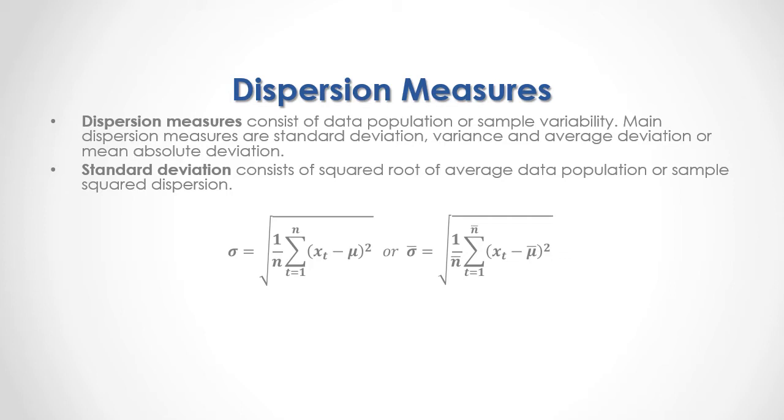To the right we have the sample standard deviation, which is equal to the square root of 1 divided by the number of observations within the sample multiplied by the sum from the first to the last of the differences between the data within the sample minus its arithmetic mean, and that result to the power of 2.